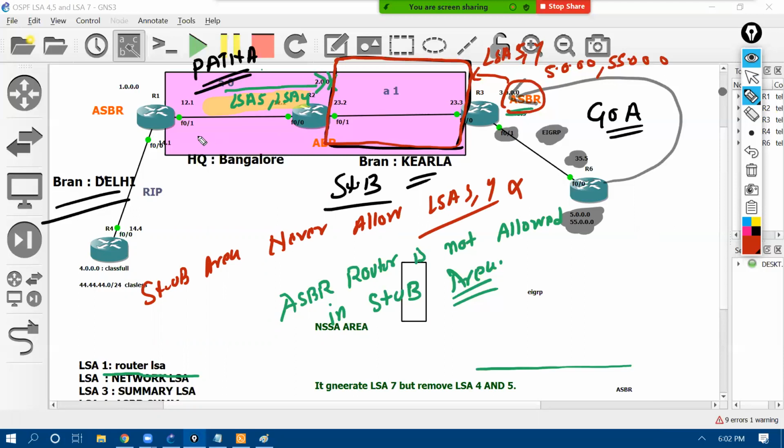Doesn't matter which direction they are coming. Is it coming from the left direction or right direction? I'm not going to allow it. So in that case, whatever users are sitting in the Delhi location, in the Patna location, and in the Kerala location, they cannot communicate with this person. No communication will happen.